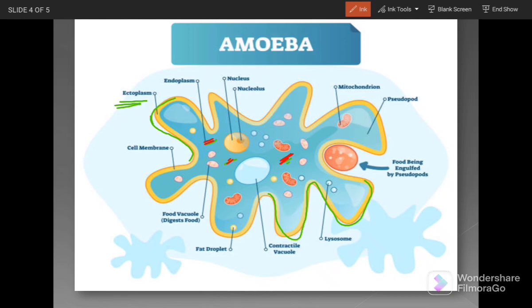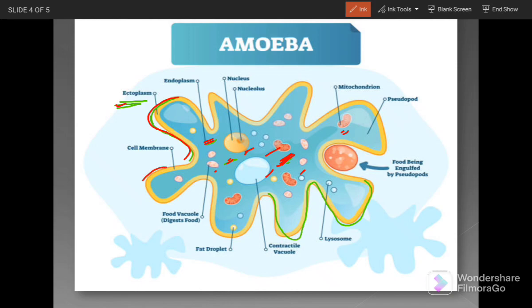organelles like mitochondria, food vacuoles, nucleus, then contractile vacuoles. These are present in the endoplasm region of the amoeba. The yellow highlighted regions are the ectoplasm, and the blue highlighted regions are the endoplasm, which is a fluidy material. And you can see this is the mitochondria. As you know already, it is the powerhouse.